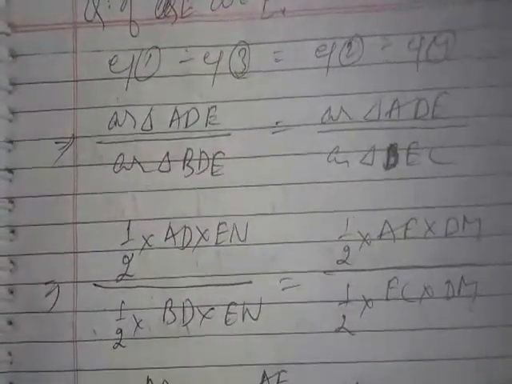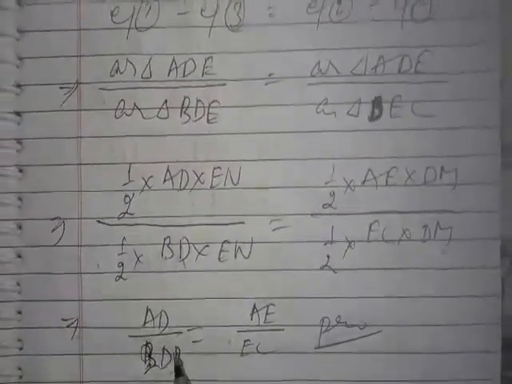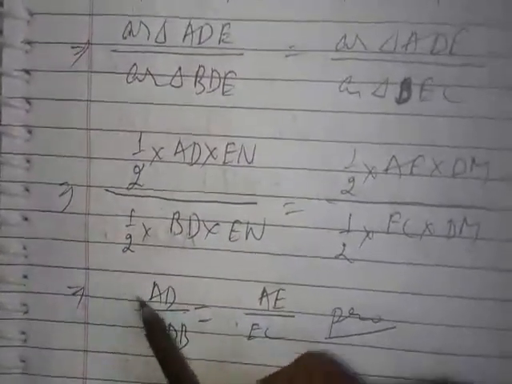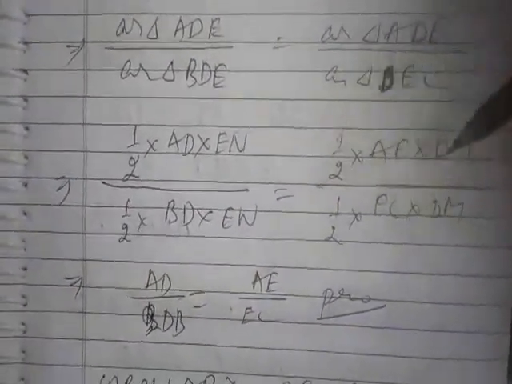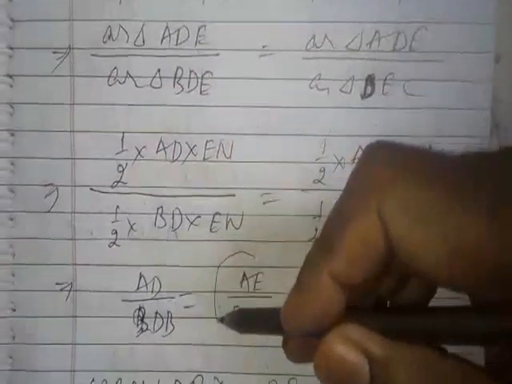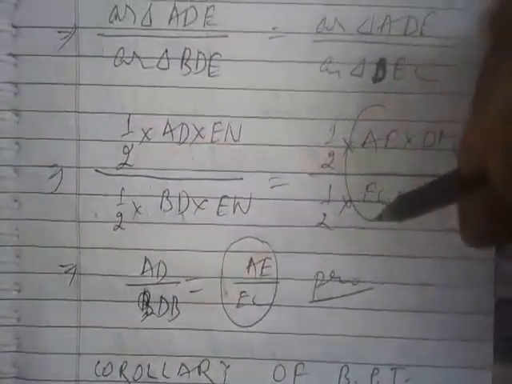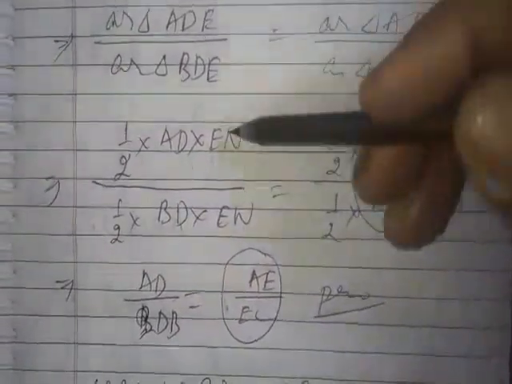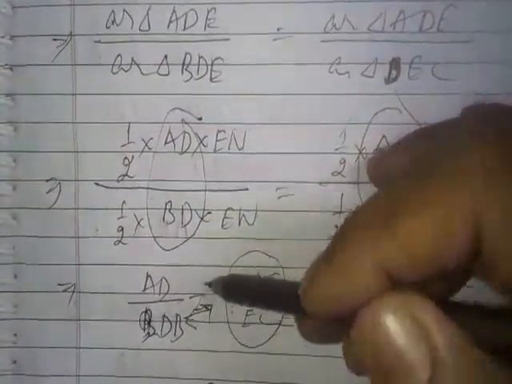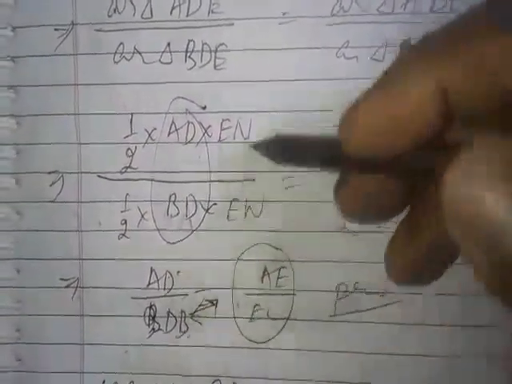Now here half cancels out, EN cancels out, here half also cancels out and DM cancels out. What terms are left? AE by EC is left, and here AD by BD is left. And that is what we had to prove: the ratio of AD and DB is equal to the ratio of AE and EC.